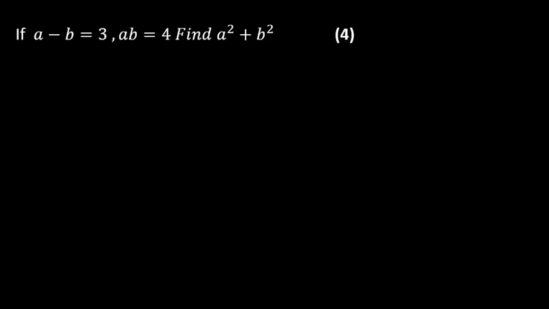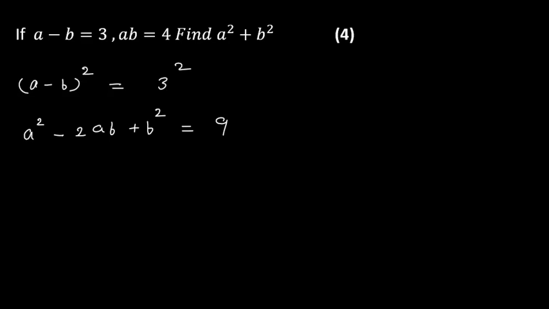Now the next question is: if a minus b is 3 and ab is 4, find a square plus b square. So let us find a minus b the whole square. The value of a minus b the whole square will be 3 the whole square. Now here we will apply the formula: a minus b the whole square is a square minus 2ab plus b square, and 3 the whole square is 9.